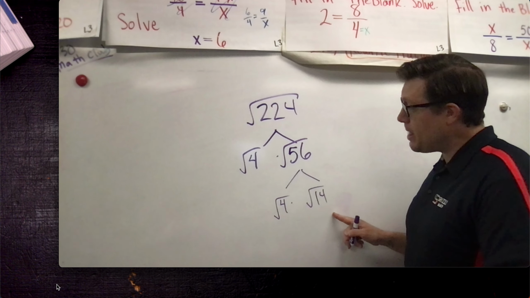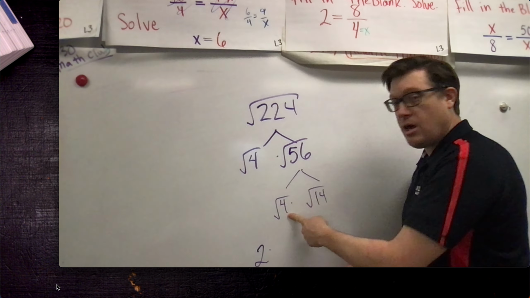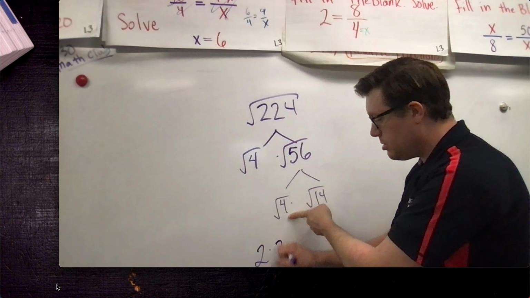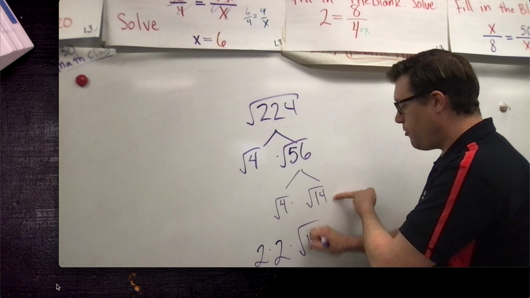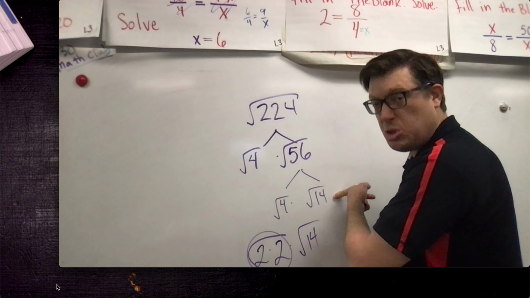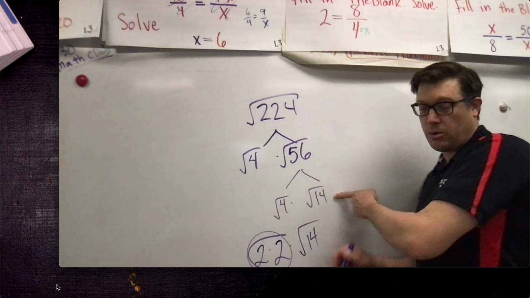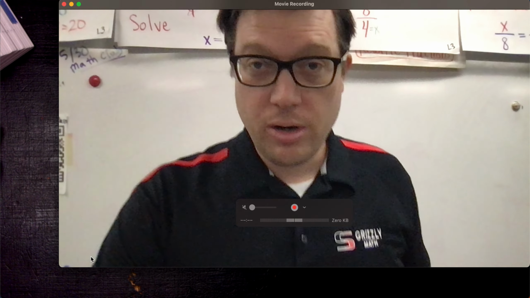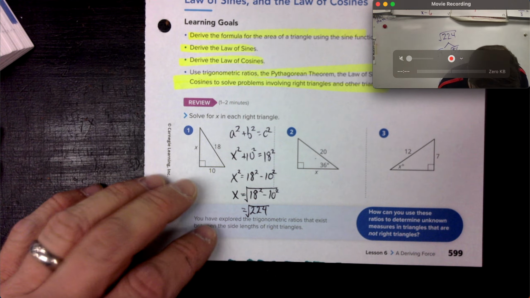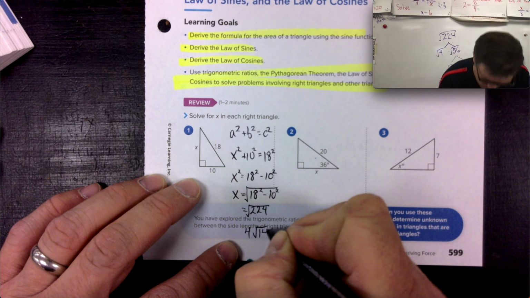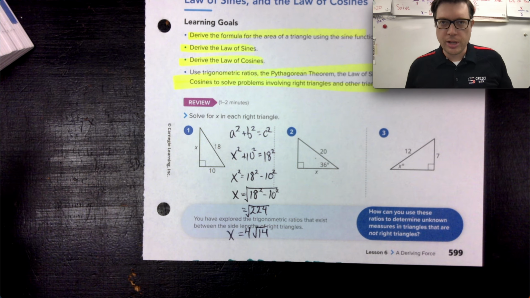So this stops. But we know what the square root of 4 is, and we know what the other square root of 4 is. And we don't know what the square root of 14 is, so just leave it as the square root of 14. And then notice that you can do 2 times 2 because that's out in front. So 4 times square root 14. That's our exact answer for x. And if you need to know the decimal, just go to the calculator. It's time for the calculator.